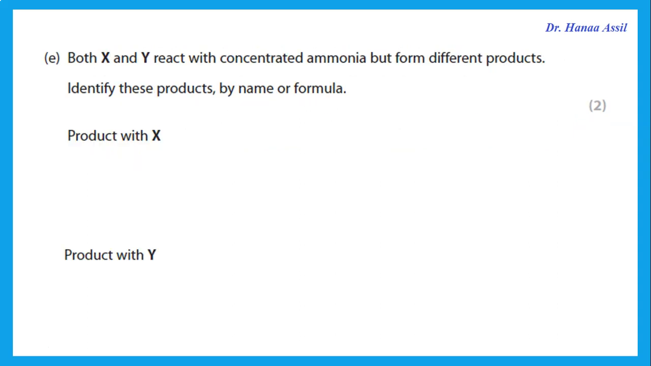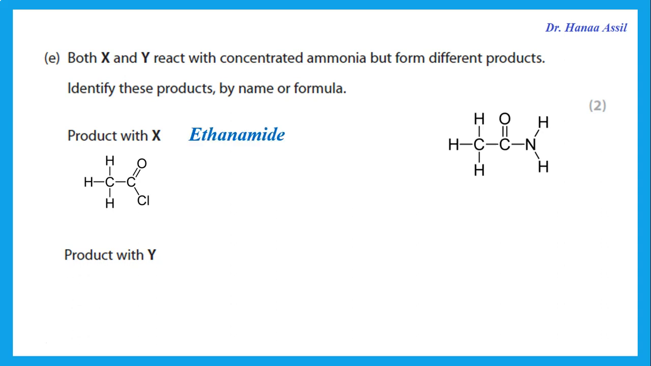Both X and Y react with concentrated ammonia, but they form different products. Identify these products by name or formula. So what was X? Remember, X was the acyl chloride. Now, if I react ammonia with an acyl chloride, what I get is the amide. So the product that I get is the ethanamide, or the amide group.